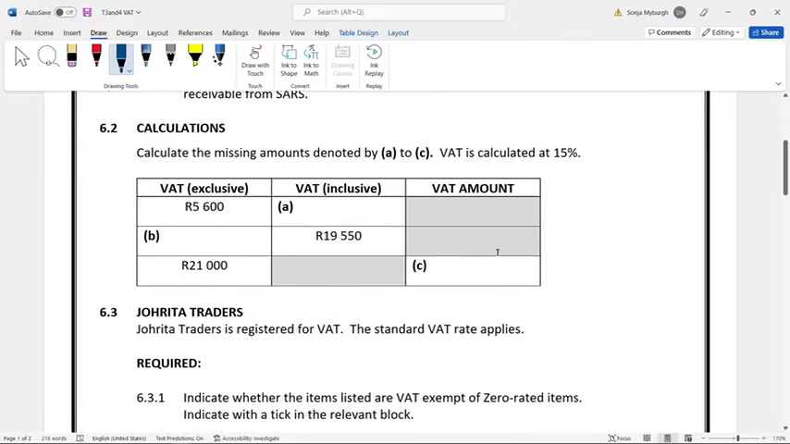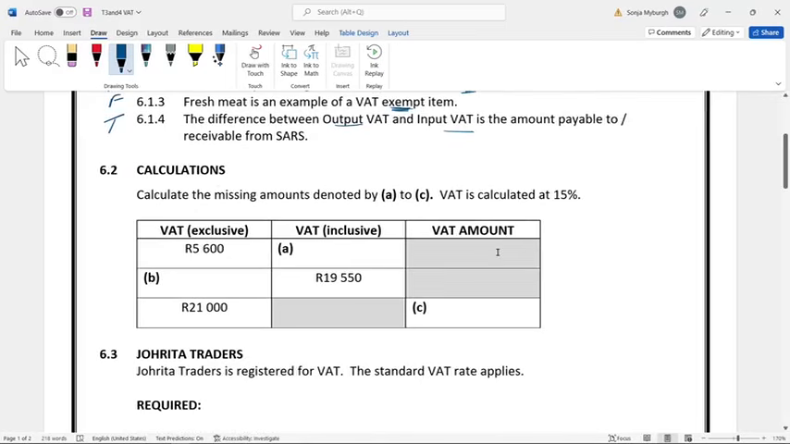Calculations. Always before you start, just identify the columns. VAT exclusive is the 100. VAT inclusive is the 115, and the VAT amount is the 15. The order of these columns can differ. That's why you should read the headings and indicate which one is the 100, the 115, or the 15. We have 5,600. They ask us to calculate the 115. That is what they ask us. What did they give us? They gave us the 100. And there's my calculation.